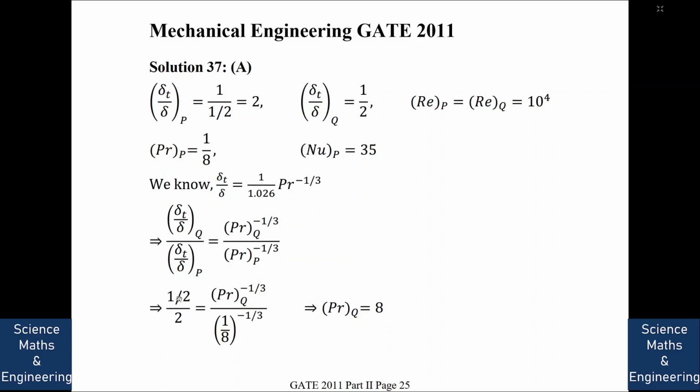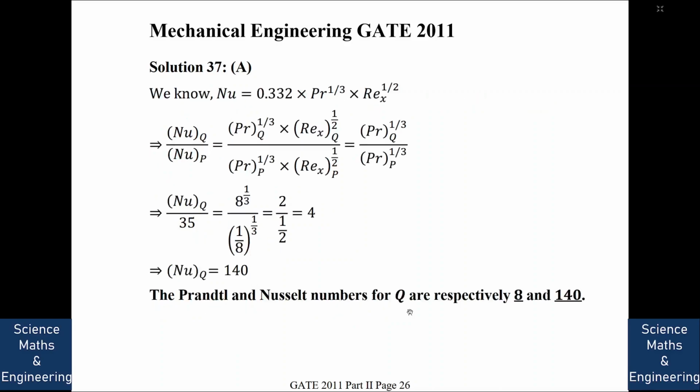So this is how much? 1/4. Then this value is 2. So it becomes 1/2. So if we again take Prandtl number to the power 1/3, then instead of 1/2 it will be 2. So Prandtl number of Q is 8.